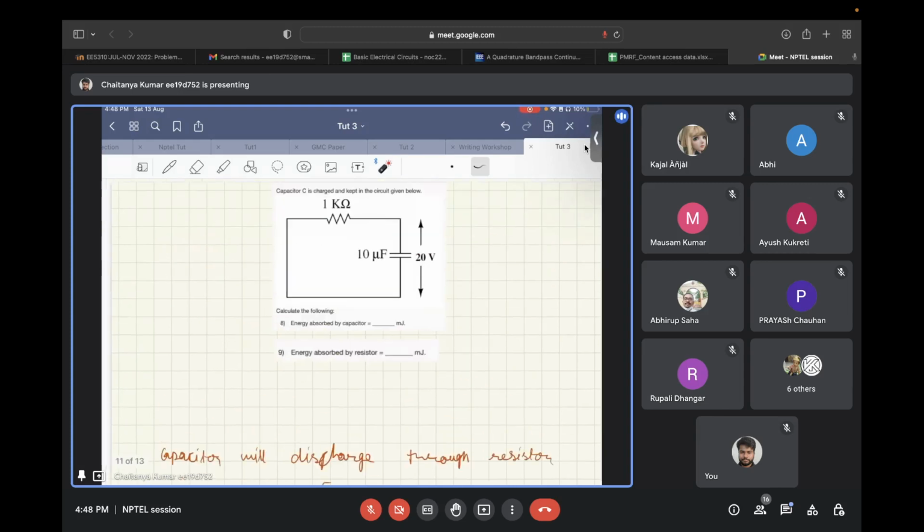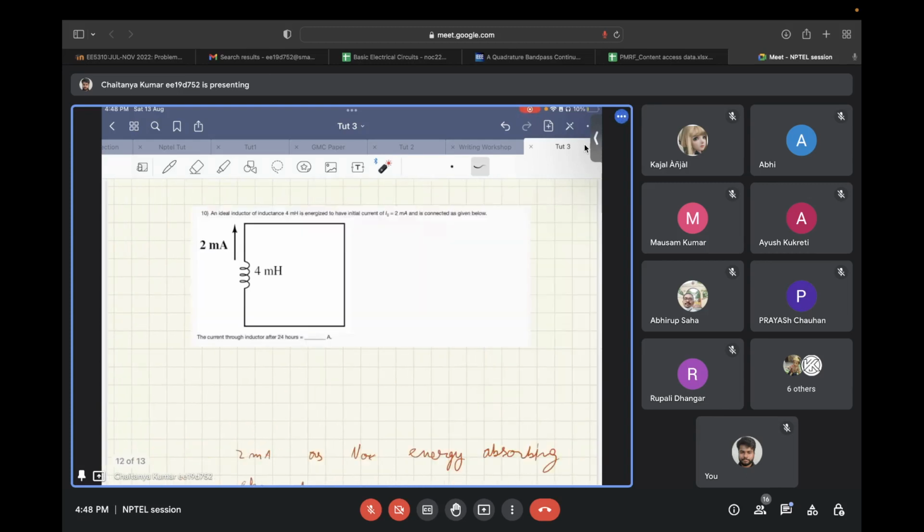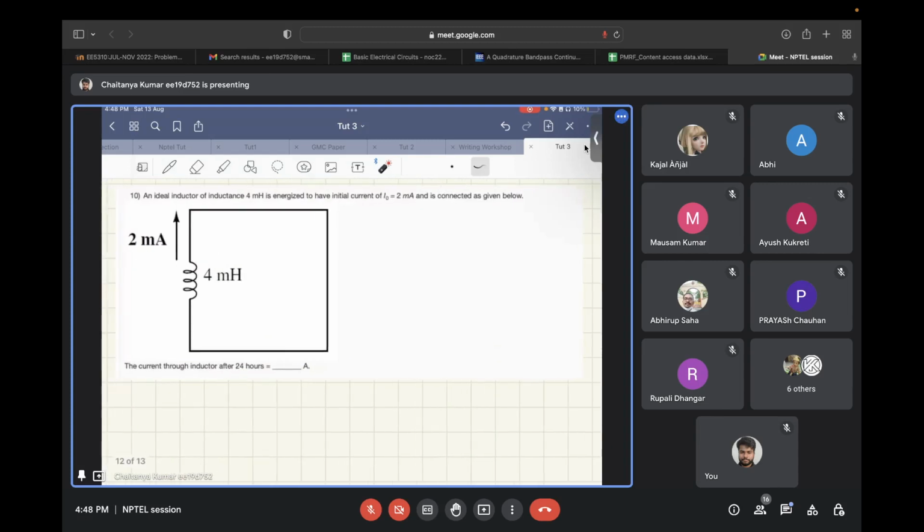Okay, so let's move on to the next question. So here, this inductor is initially energized with a current of 2 milliamps, and then it is connected in a short circuit. You need to find what will be the current through this inductor after 24 hours.